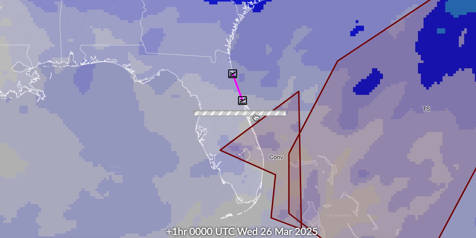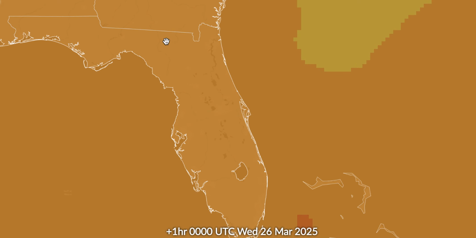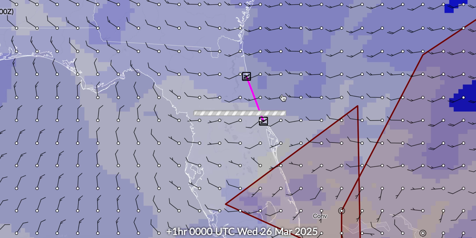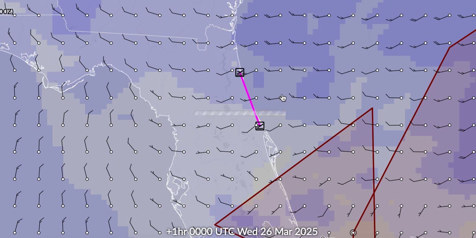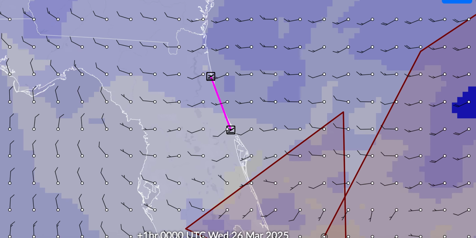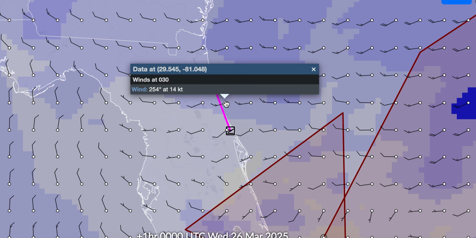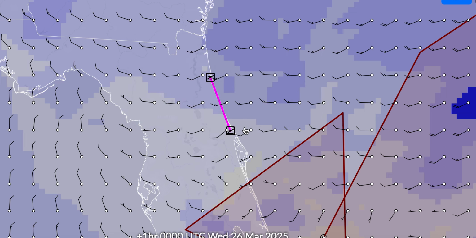So winds here, oh no, it just kicked me out. I don't know why it won't let me zoom in anymore. Anyway, so we've got winds. I'm going to set them for an hour in advance. We're cruising at 3,500, but we'll just stick to 3,000 for the winds. We can see that the winds are coming from 254 at 14 knots, which isn't too bad.